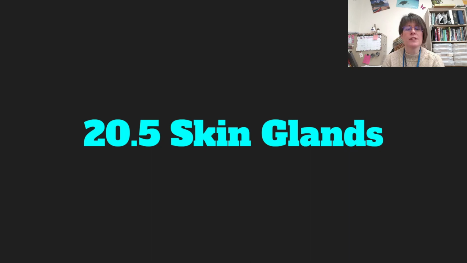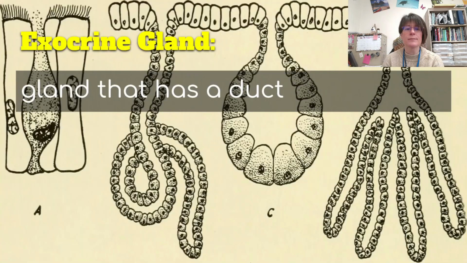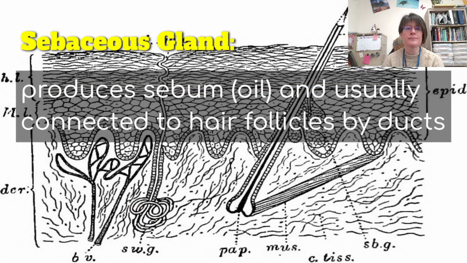Also, part of the integumentary system are skin glands. The skin glands are exocrine glands. These are glands that have a duct. If we look at all of these pictures, they all have ducts that lead to the outside. You can't see the one underneath my picture here, but that also leads to the outside. So exocrine glands lead to the outside and have a duct.